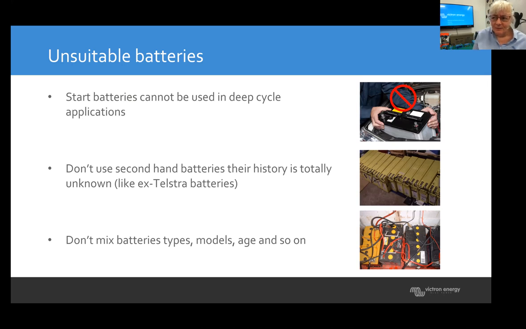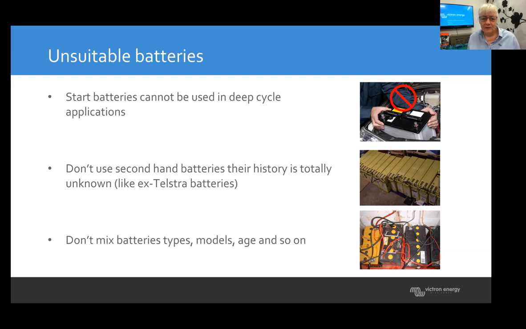So if you start building an off-grid system and put only car batteries in it, you're probably going to get no more than maybe even a few months out of the batteries. They don't like being discharged far and then recharged again. So don't use car batteries in an off-grid system.